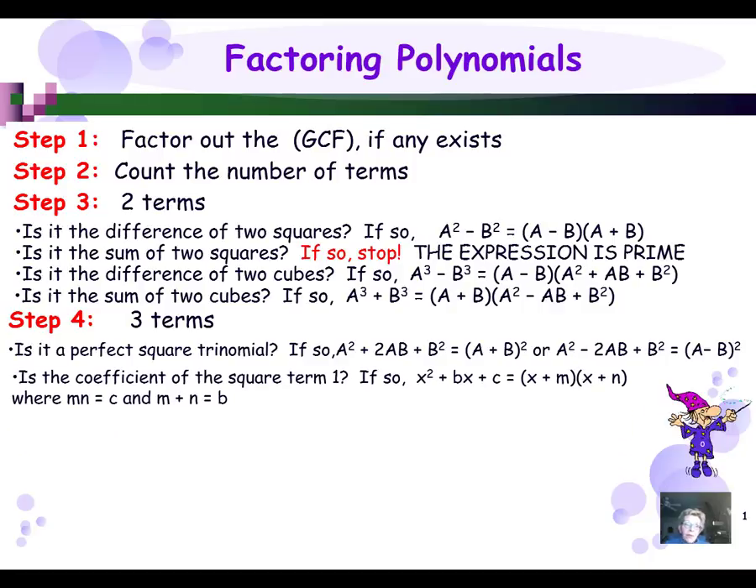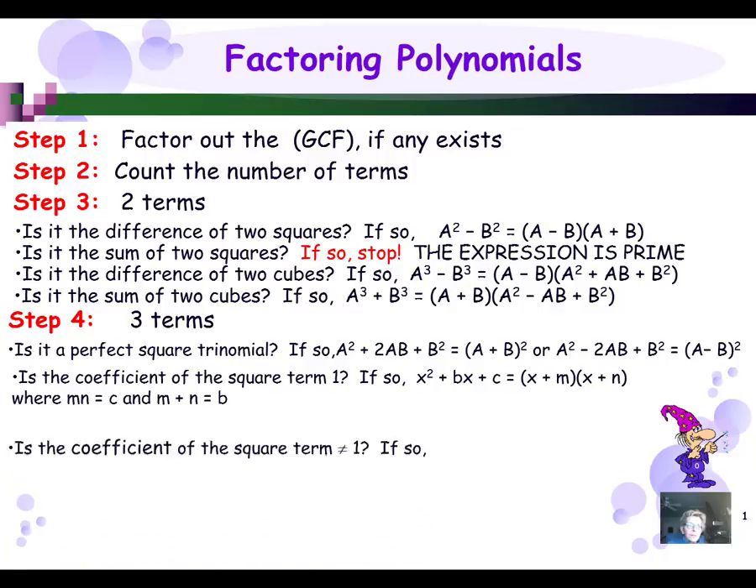The second type of trinomial is if the leading coefficient is equal to 1. For example, you would have x squared plus bx plus c. That factors into x plus m times the quantity of x plus n, where m times n equals c, and m plus n equals b. These get a little more difficult.